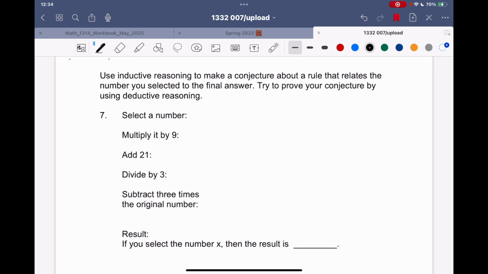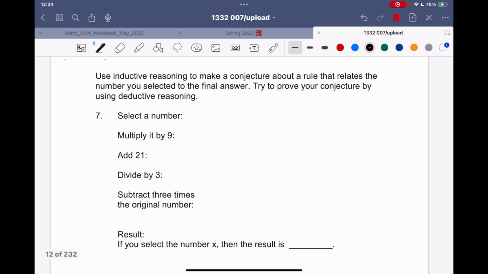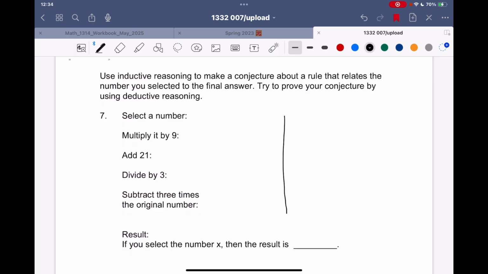Okay, so whenever you have a rule in math, especially at the college level, we're talking about an algorithm, and we typically use a variable. So let's just select a number and then let's try doing it with a variable. All right, let's use 5 again. So select a number, 5.